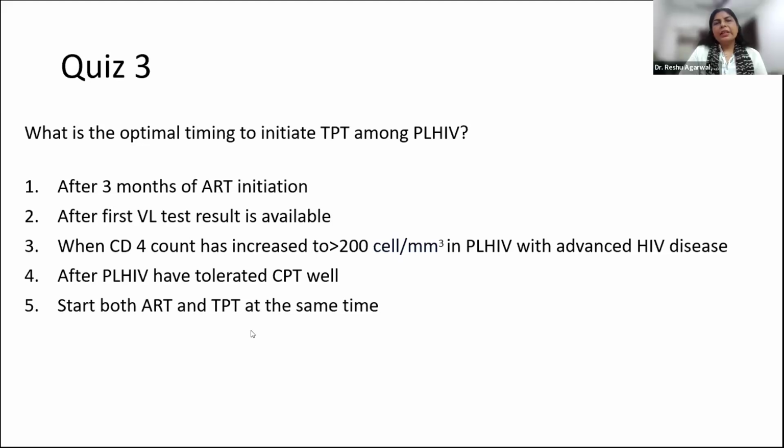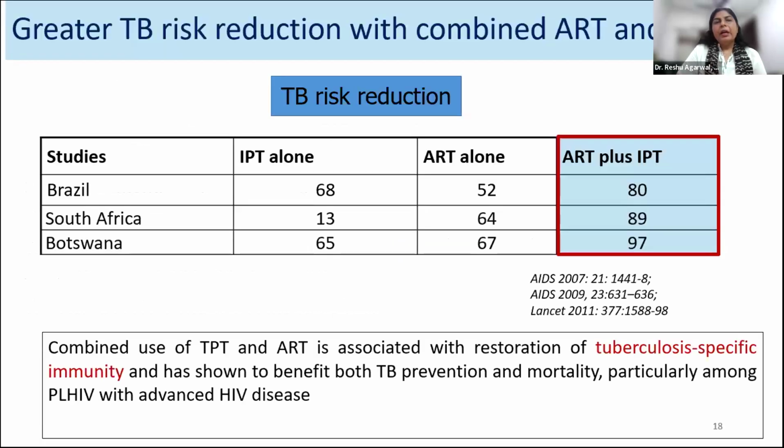So most of you got this answer correct, and I think this was discussed very intensively in the capsular training. So it means that the messages in the capsular training have gone across very well. But still, some people are still saying that we should wait for 3 months or till the time CD4 counts improve or CPT is tolerated well. So that is not the case.